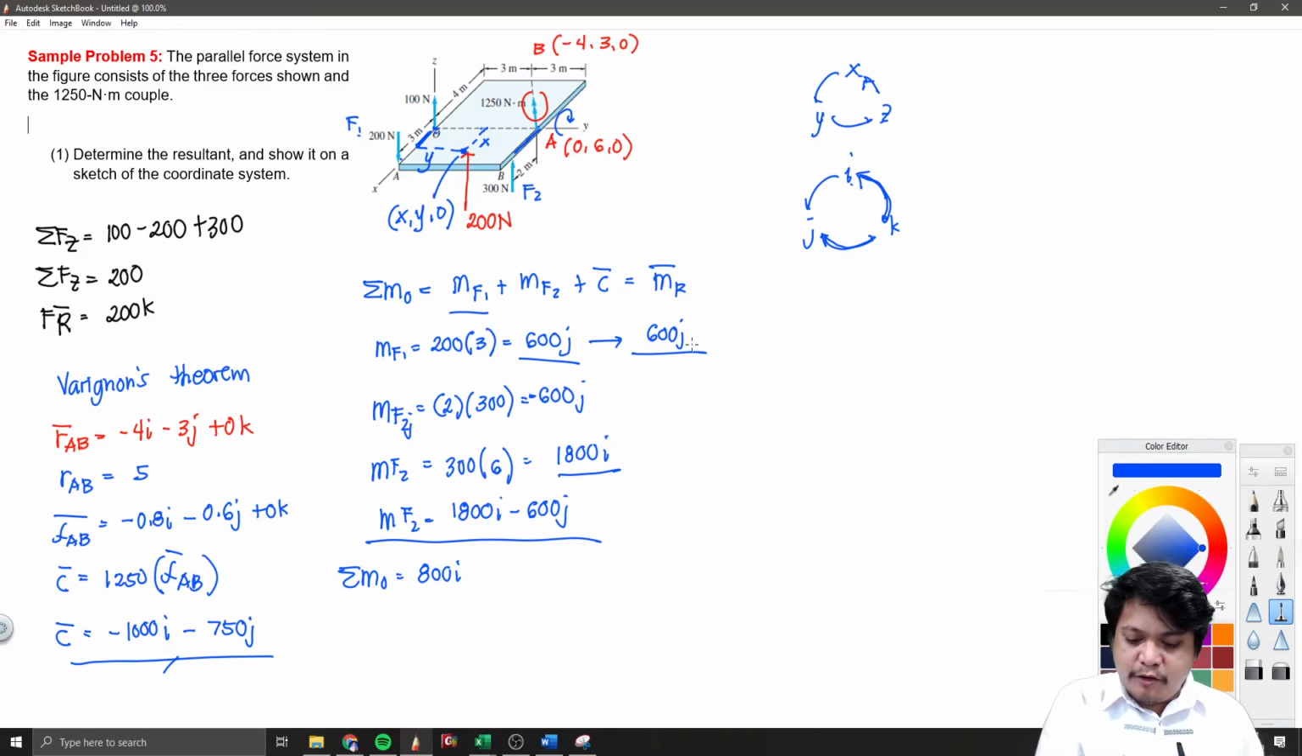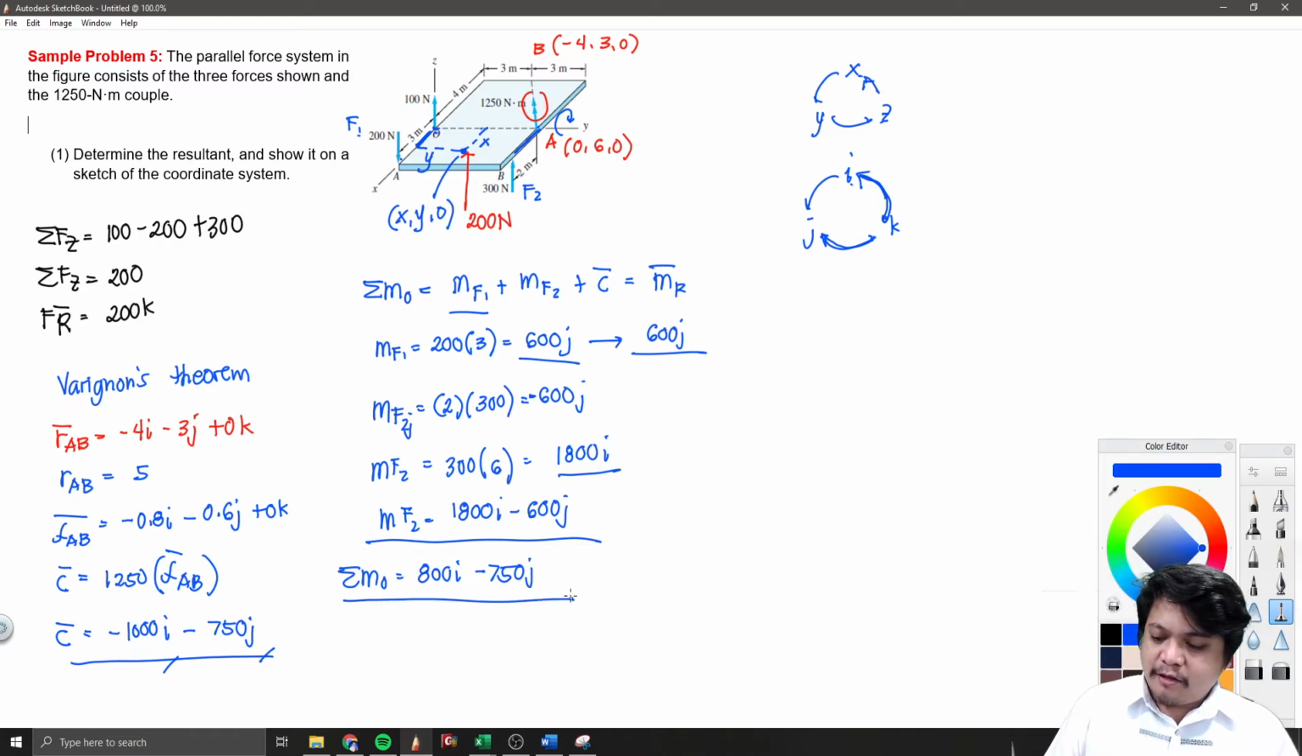And then for the j, you have here minus 750 plus 600 minus 600. So you have here minus 750 of j. Okay? So, ayun. Ito na ngayon yung moment about point O due to the loads. How about the moment? Paano natin kukunin yung moment? Okay, due to the resultant.